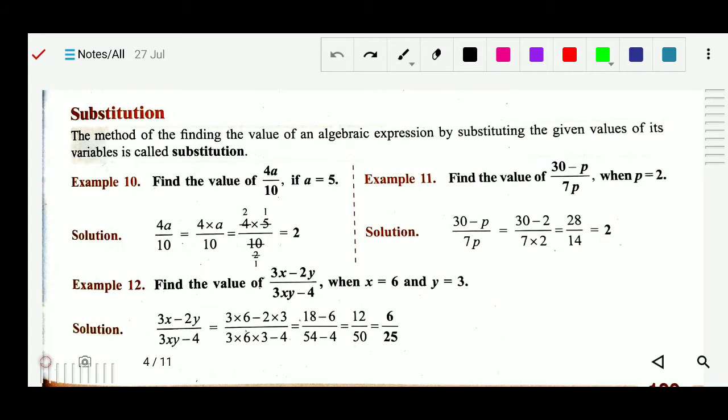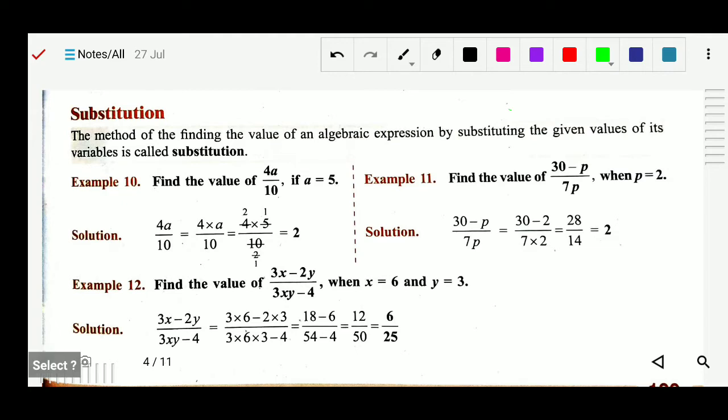So, we will substitute the value in our algebraic expression and we will find the value of variables. The method of finding the value of an algebraic expression by substituting the given value of its variable is called substitution. So, we will place the value, we will write the value for that. To find the value of variable means some variables like x, y, z. So a value will be given and we will put the value in the algebraic expression and we will find the value of the algebraic expression.